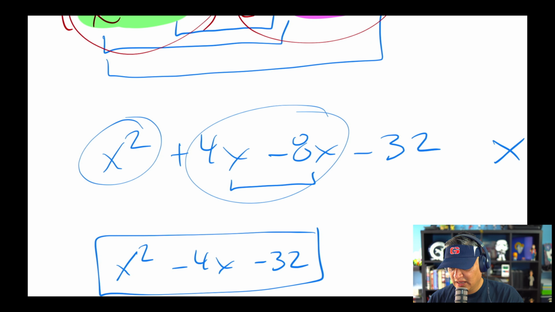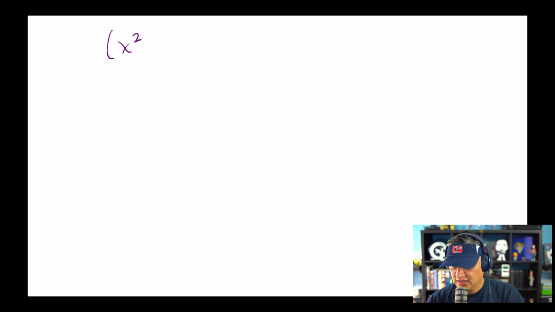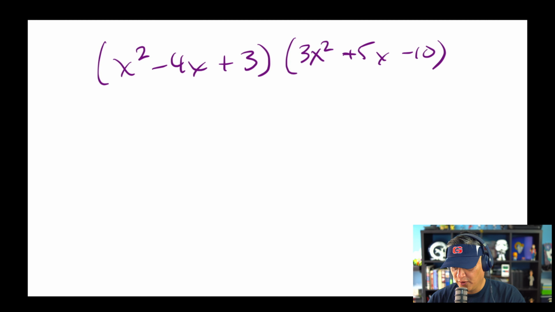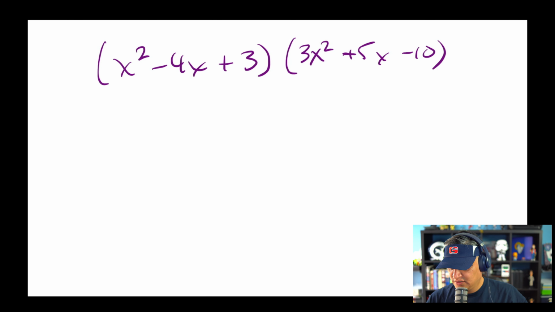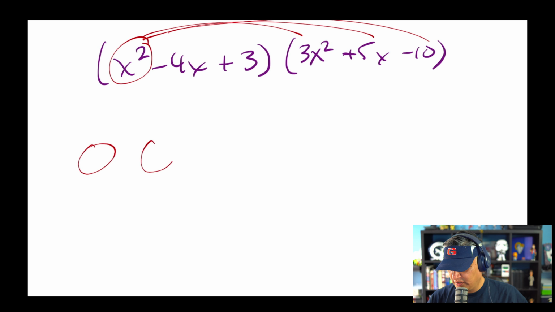And if we just do distributive property, like if we look at the next problem, which is x squared minus 4x plus 3 times 3x squared plus 5x minus 10, it's a trinomial times a trinomial. I can't do FOIL, it only works for binomial times binomial. If I do distributive, I have to get this term and multiply to all 3. So I'd have 3 things.